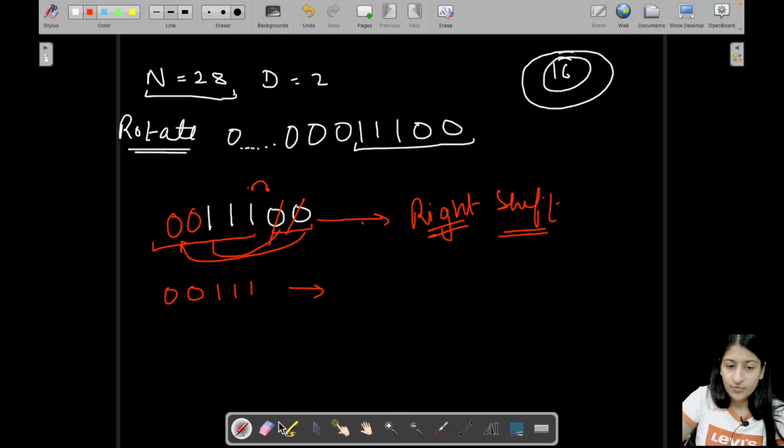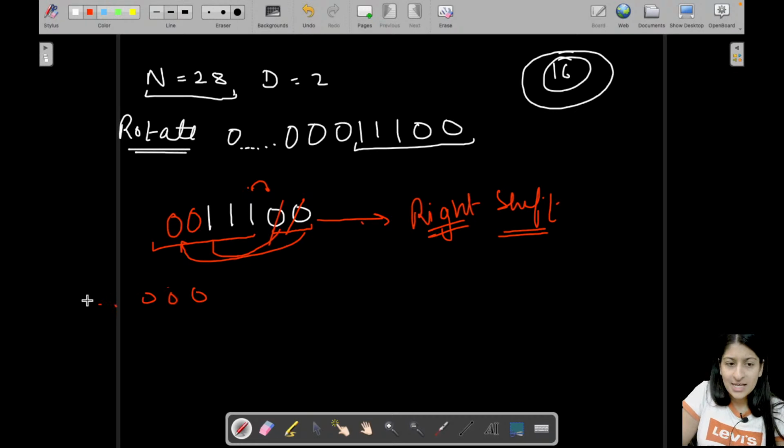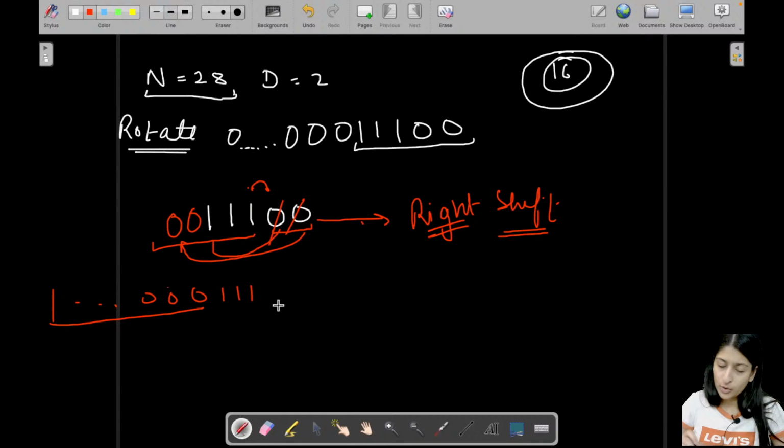So finally the number that we are going to get after shifting this by two digits will be this number 00111, and 00 as many times as needed, so your number ultimately will be 00111. Fine. So these will be the number of zeros such that the entire number is a 16-bit number. Okay, fine, this is your right shift.